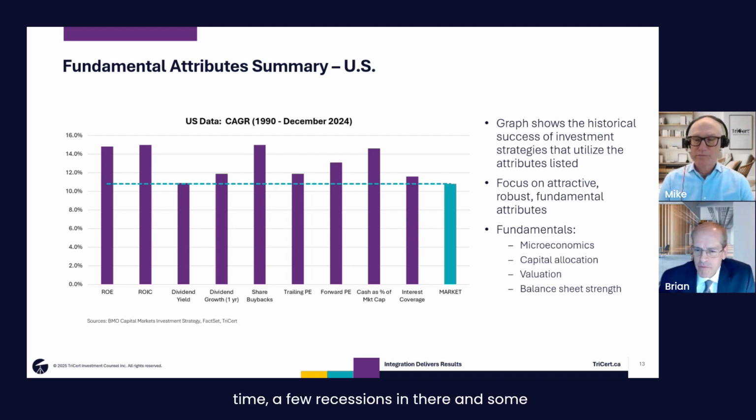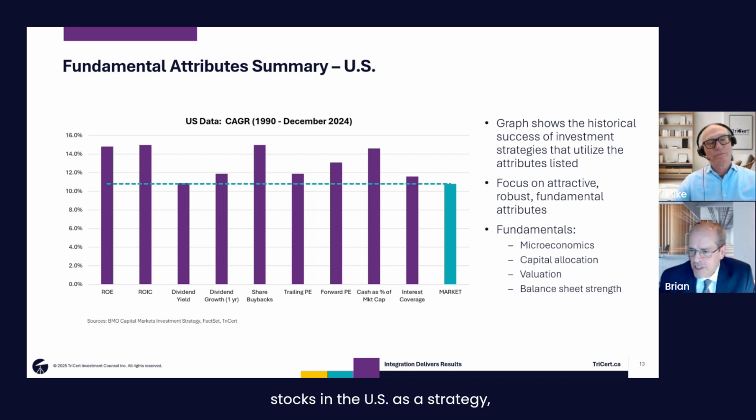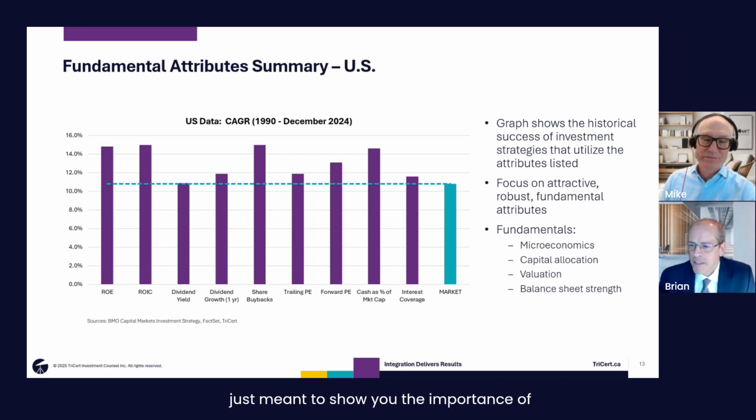So it's quite a long period of time, a few recessions in there and some terrible market environments, many of which I invested through and got a few extra new gray hairs because of. And so if I just explain the very first one, ROE, return on equity, a common financial fundamental attribute. If you just bought the 25 highest ROE stocks in the US as a strategy, and we're not proposing anyone does this or thinks that it's that simple, but it's just meant to show you the importance of some of these attributes and why they're so critical for a component of the fundamental analysis that we would do.